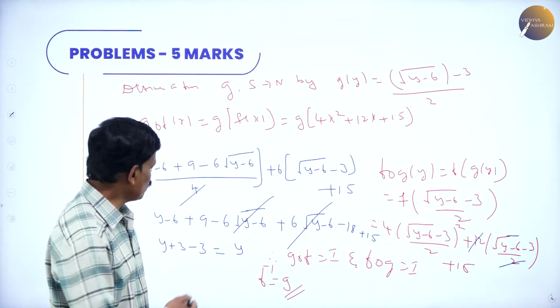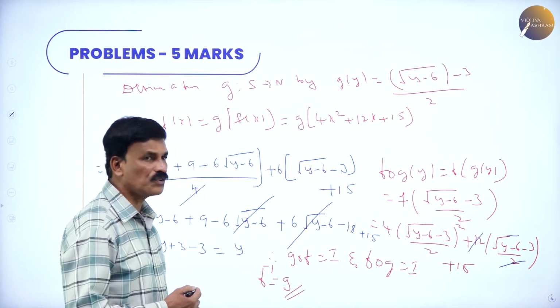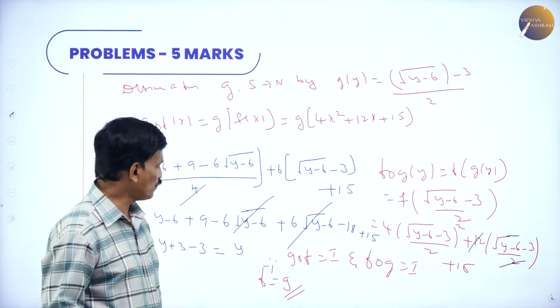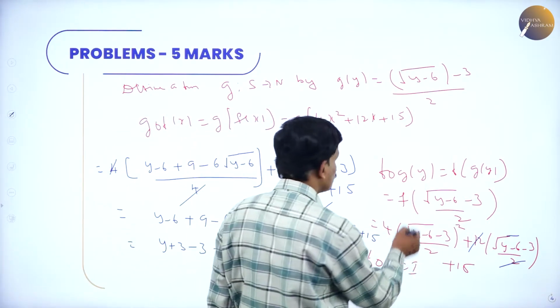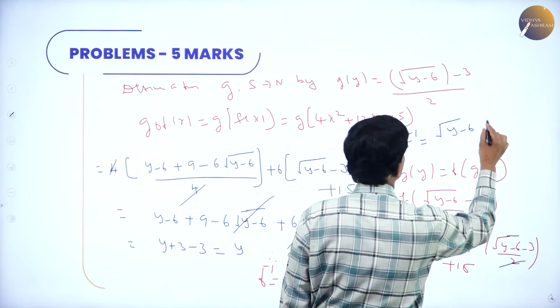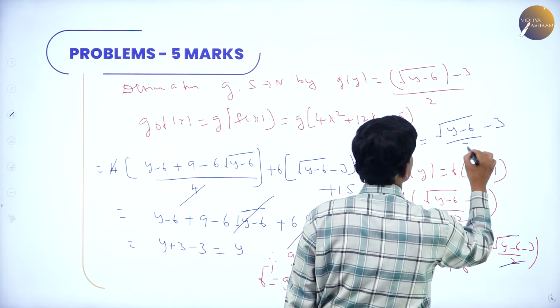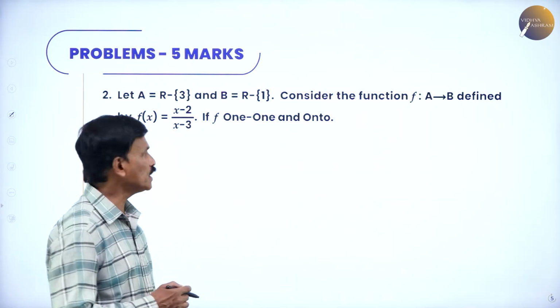That's it. From this we can say g naught f is equal to I and f naught g is equal to I. Therefore f inverse is equal to g. F inverse exists, and that is equal to g. So f inverse is equal to root of y minus 6 minus 3, divided by 2. That's it. Okay. Now let us come to the next problem.